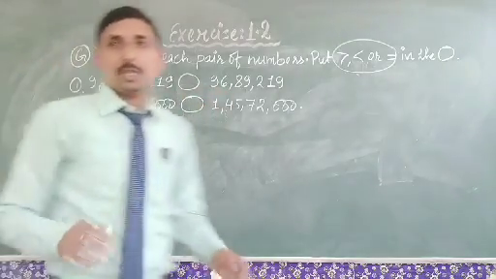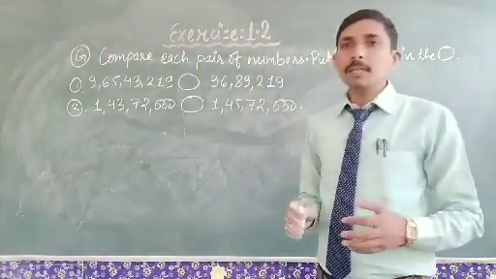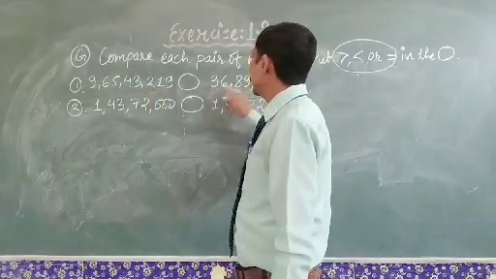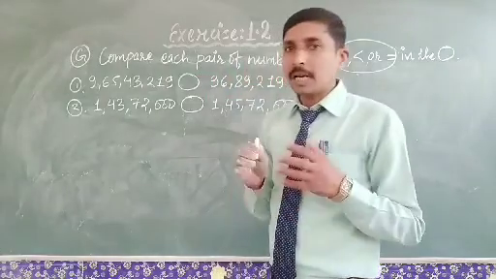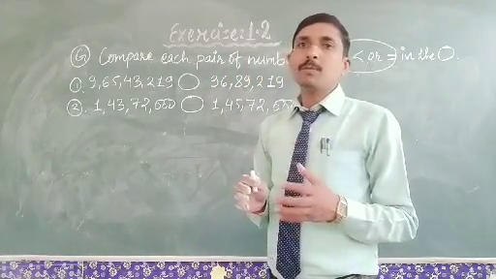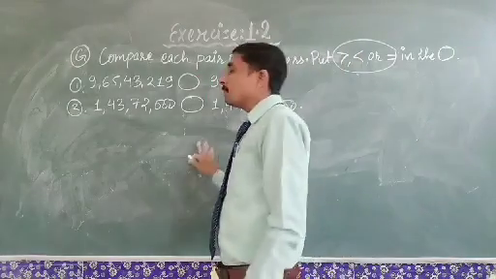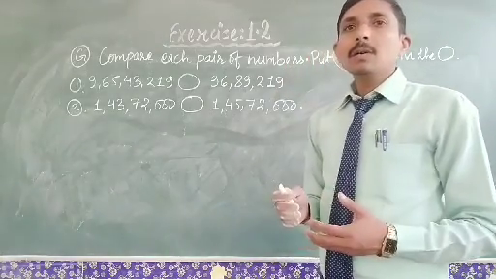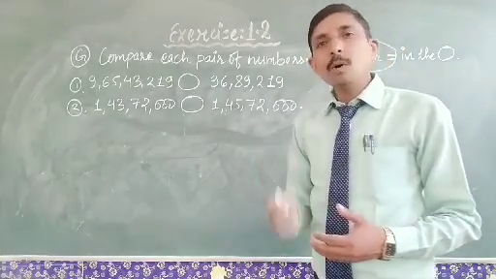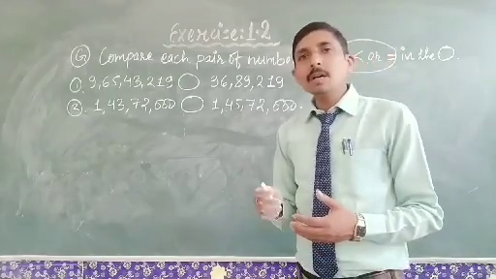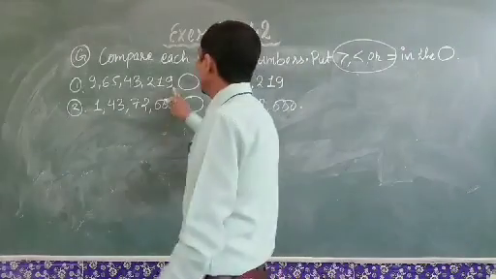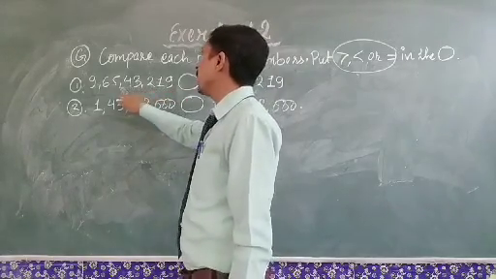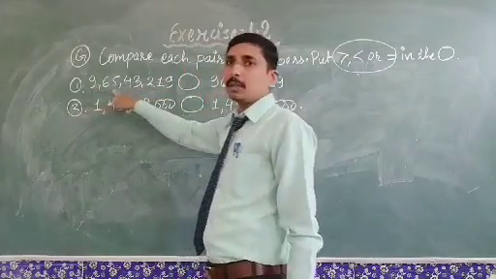The first step of comparing numbers is, first of all, we have to count the number of digits in both the numbers. If the number of digits are same, then we have to follow another process. If the number of digits is not same, that means the number with fewer digits is smaller than the number with more digits. So you see, in the first number, the number of digits is 1, 2, 3, 4, 5, 6, 7, 8. The number of digits is 8.